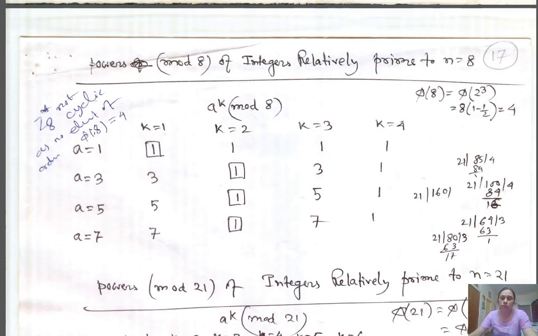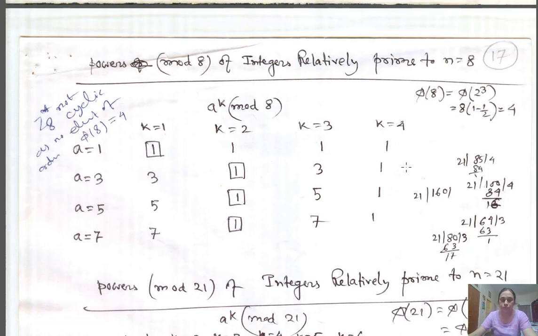You can argue from the structure of this also. It is not of the required form. This modulus n is not of the form 2, 4, or p to the power k, or 2 times p to the power k, where p is an odd prime and k is a positive integer. So it is not a cyclic group. This way also you can check. There exists no element in Z8 star that has order phi n, that is 4.